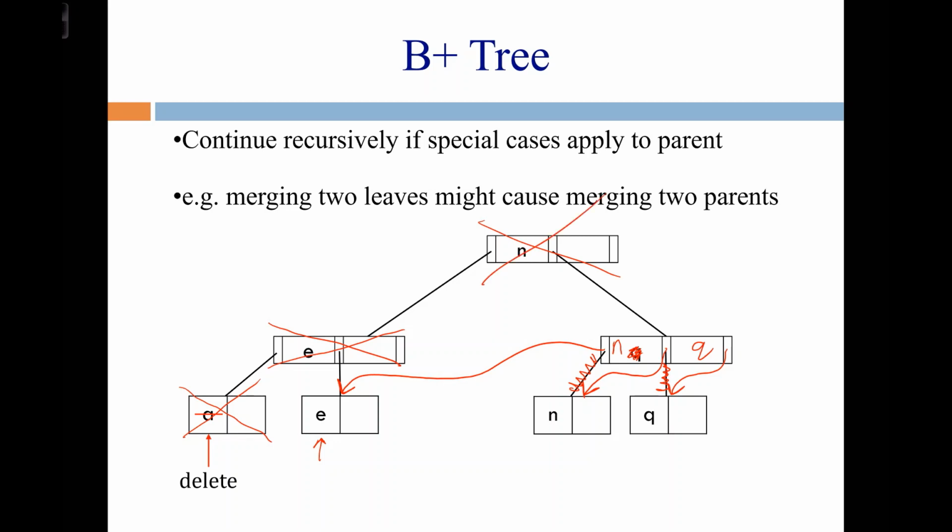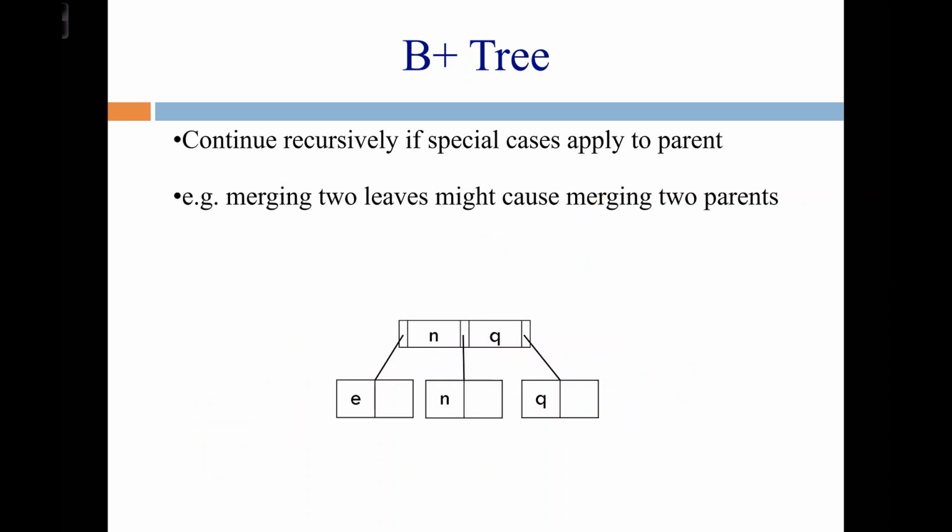So this is all kind of messy and drawn on top of an existing diagram, but in the end it looks like this. We deleted one item from one leaf node, and it caused the grandparent of that node to go away, and the height of the tree shrunk by 1. There are different ways you could have done this. We could have ended up putting the E and the N into the same leaf node, kind of like that. It doesn't really matter as long as whatever you do is consistent.